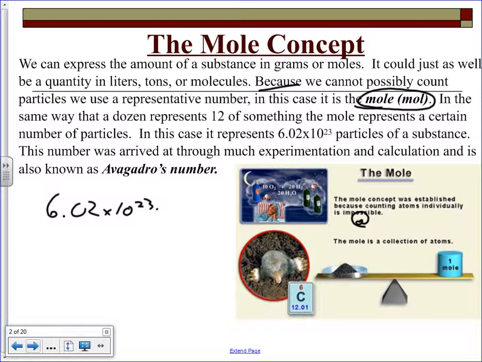So we have to know this number. You don't have to memorize it, because it's going to be on every formula sheet and exam that applies to this. That's what we call Avogadro's number. Avogadro's number is 6.02 times 10 to the 23, and it's the number of atoms, particles, or molecules in 1 mole, and it applies to everything. Questions on what the mole is?